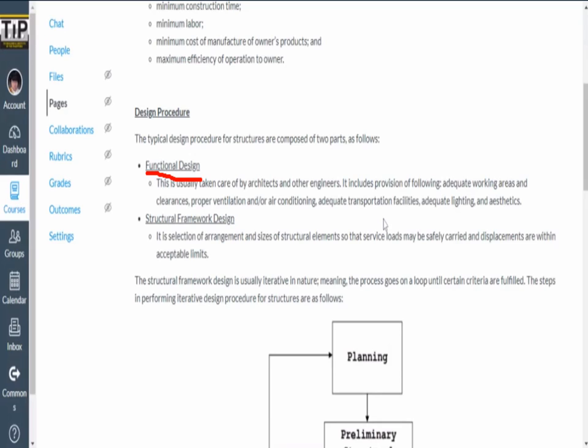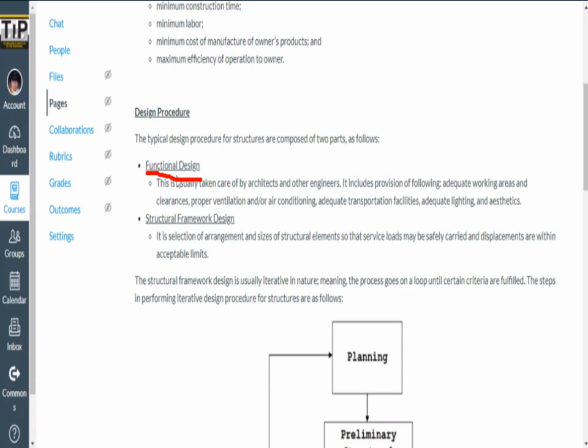So it includes adequate working areas and clearances. So this one is for architects, proper ventilation and air conditioning. Mechanical engineers will be the one for this. Adequate transportation facilities. Usually, architects and civil engineers work on this one. Adequate lighting, electrical, and aesthetics, architects. Okay, so we will not double match with this.